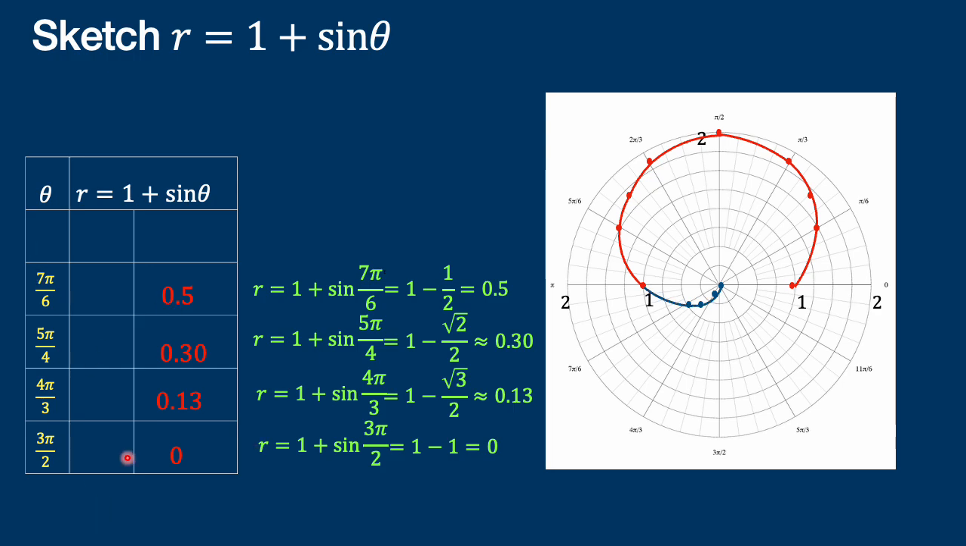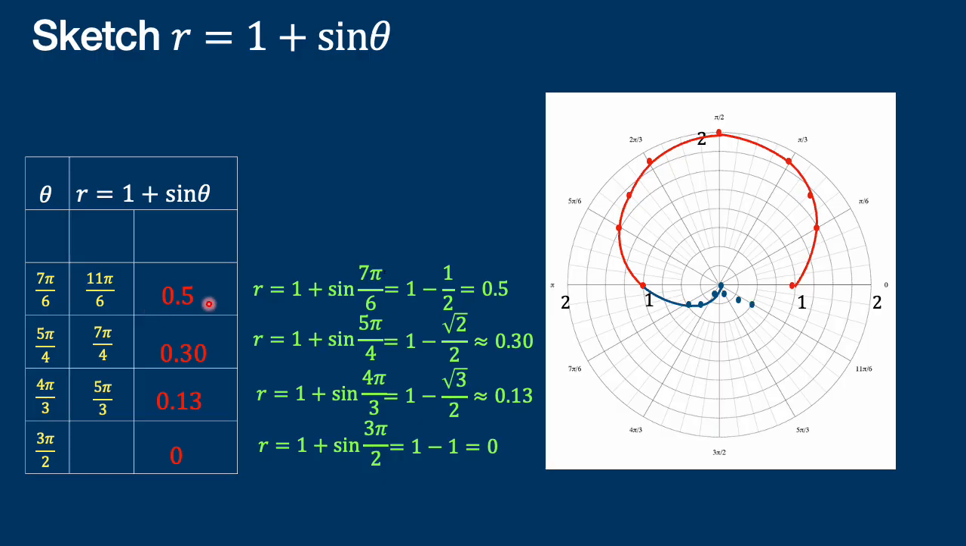Fourth quadrant angle is exactly the same value. Let's sketch the fourth quadrant. 4 pi over 3, same thing is 5 pi over 3. That's plotted. 5 pi over 4, that's the same thing, 7 pi over 4. You plot it here. 7 pi over 6, that's 11 pi over 6.